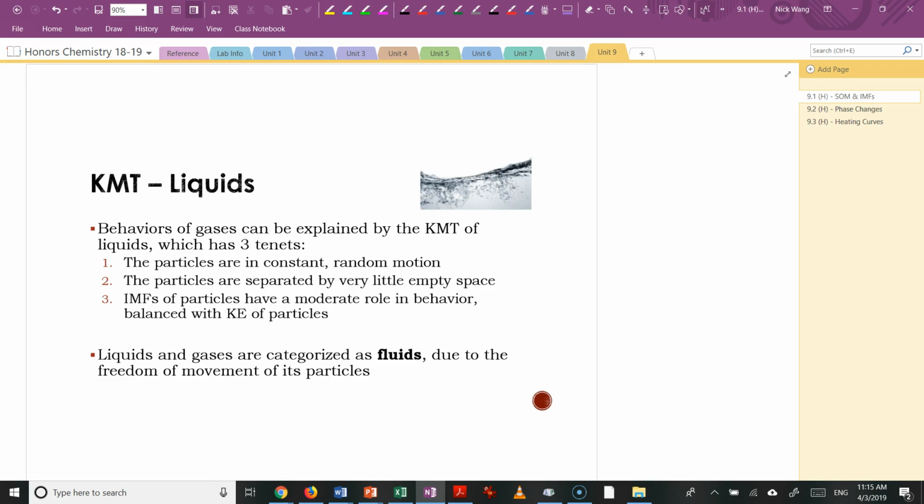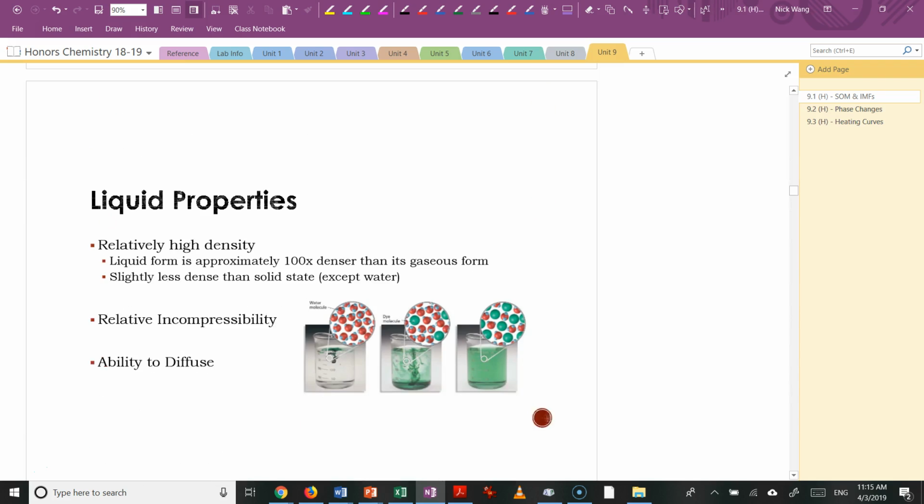Last one here, liquids and gases are categorized as fluids due to the freedom of movement of those particles, because again, they're generally able to flow past one another, and therefore fluids is an appropriate term to refer to them.